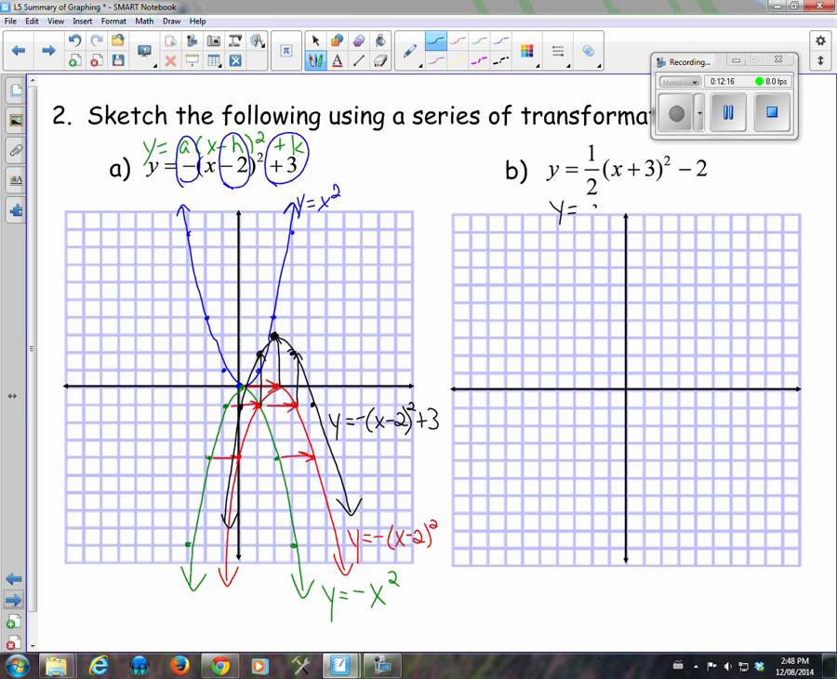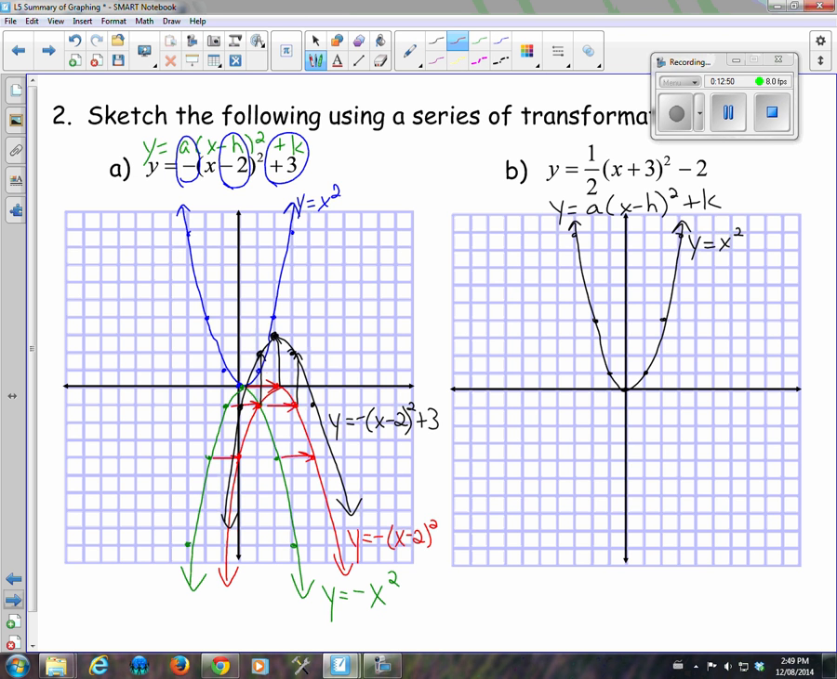So for B, think of our A, our H, and our K. And I'm always going to start with the basic x squared. So it's 0, 0, over 1, up 1, over 1, up 3, up 5. It'll fit. There we go. So there's x squared. And then we're going to transform it based on the equation.